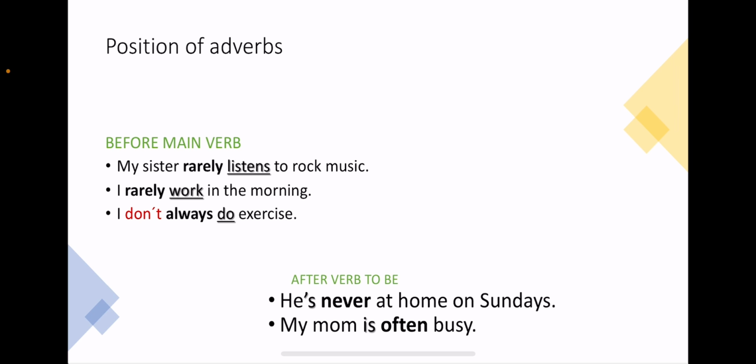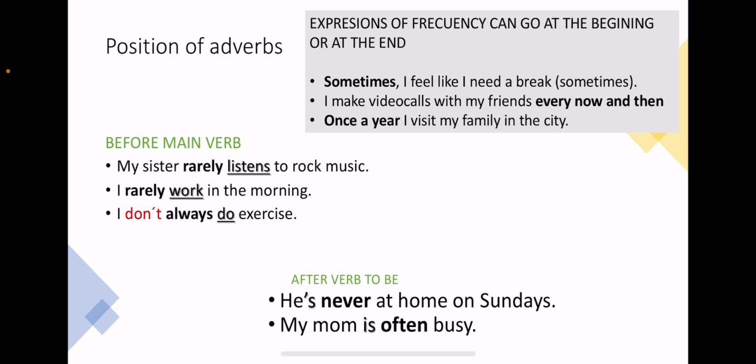Now, with those expressions, we can decide if we put them at the beginning or at the end of the sentence, right? And we can change if we put it at the beginning or at the end, and the meaning is correct and it's also the same. So for example, we can put sometimes at the beginning and say, sometimes I feel like I need a break. Or we can put sometimes at the end and say, I feel like I need a break sometimes.